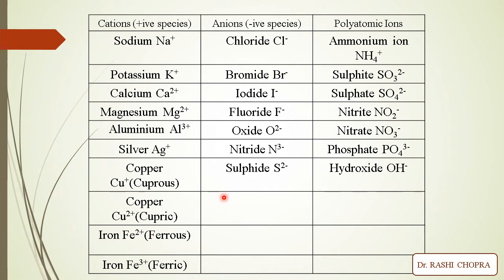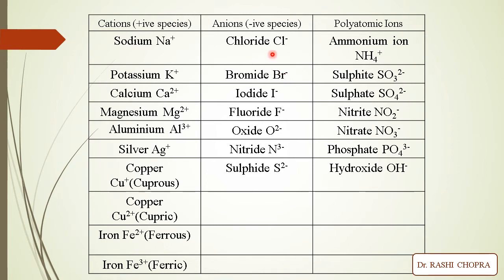So this is a list of certain cations. All the metals generally are cations because they have a tendency to lose their electrons. So they become cations. All the non-metals have a tendency to gain electrons. They become anions. And this is the list of certain anions that I have written. You need to memorize this table by heart.